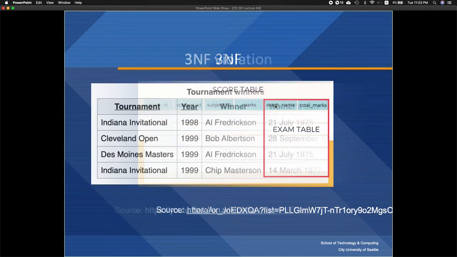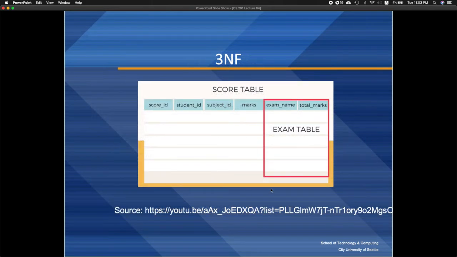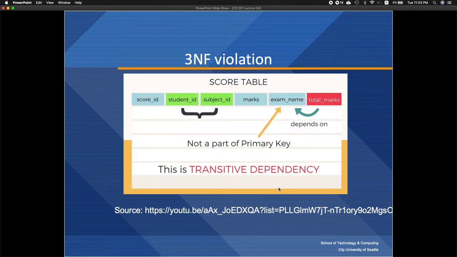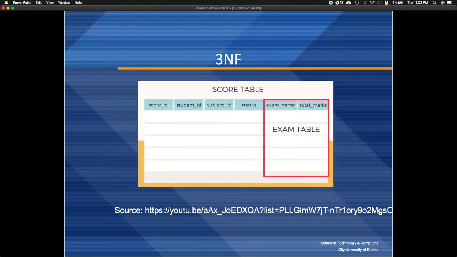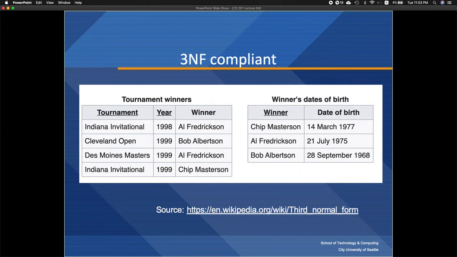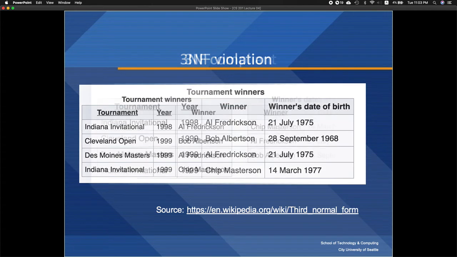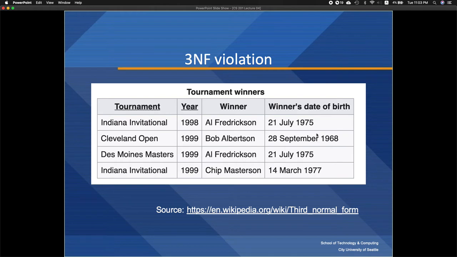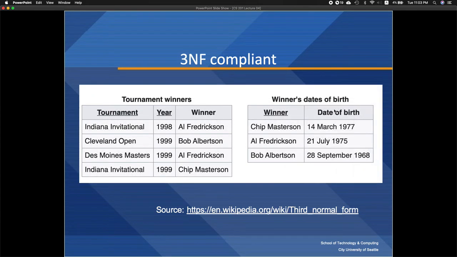So you would want to maybe move this away and create an exam table, right? Another example, when we have the winners table, right? And as you can see, it has a transitive dependency on the winner attribute for the winner's date of birth, and you do want to separate that.